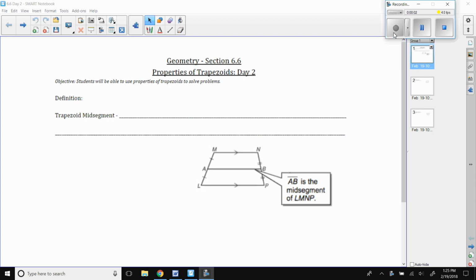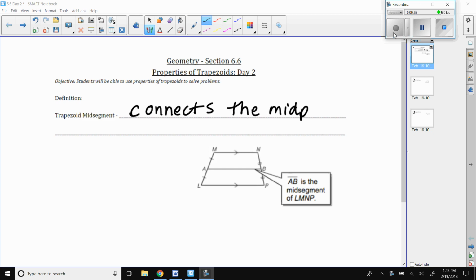Okay, so day 2 and last section before we take the summative, very exciting, is just another property of trapezoids, and that's the trapezoid midsegment. It is a line or a line segment, since it's the midsegment, that connects the midpoints of the legs of any trapezoid. So this is any trapezoid, not just isosceles trapezoids, connects the midpoints of the legs.